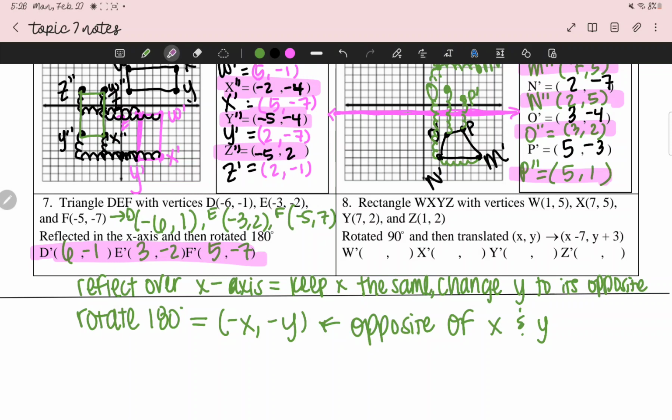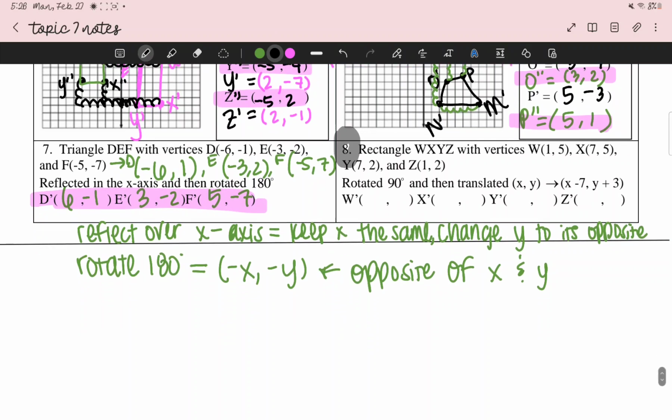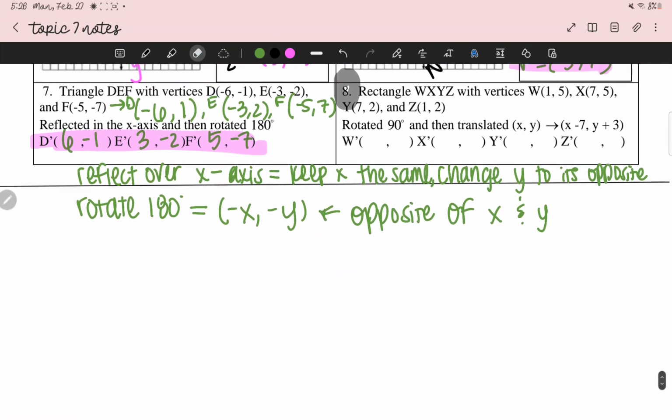All right, quick and easy. Love it. All right, the next one for number 8, and I'm putting this one in black so you know where it's going to be. Okay, so this one says we have it rotated by 90 degrees and translated. So with this one, I'm just going to put it below it.